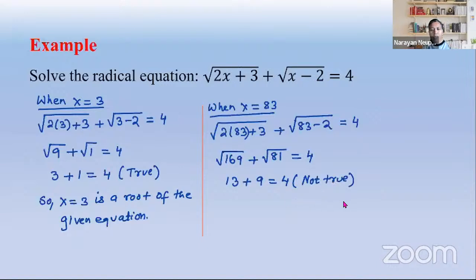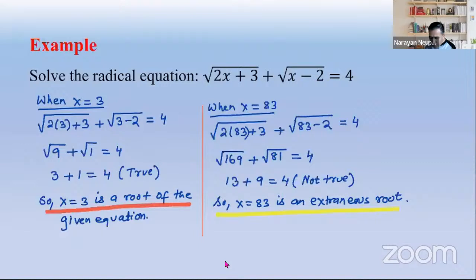This is not true because x equal to 83 is not the actual solution. It is the extraneous root. So x equal to 83 is an extraneous root. It is not the true root. So the only correct answer to the given equation is x equal to 3, because x equal to 3 will satisfy the equation. x equal to 83 will not satisfy the equation.